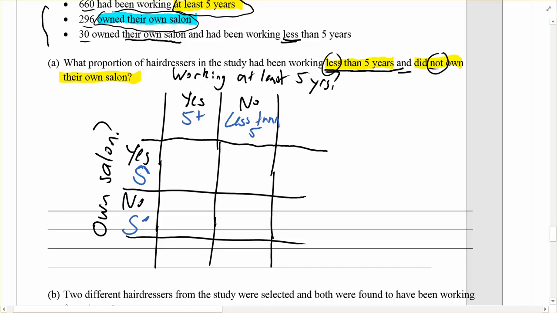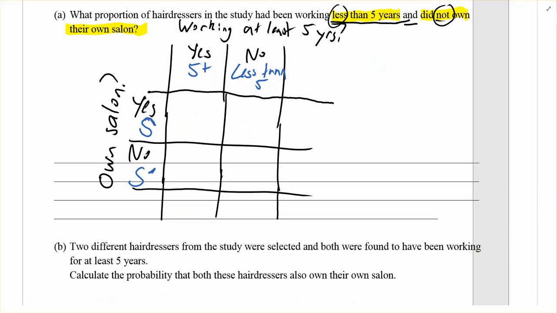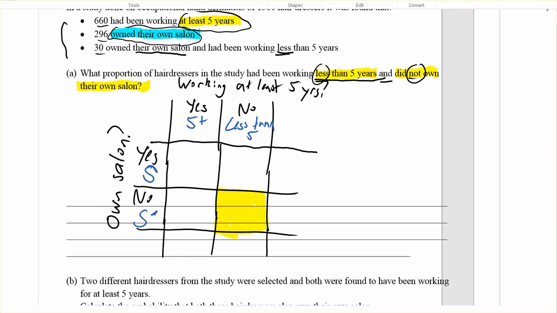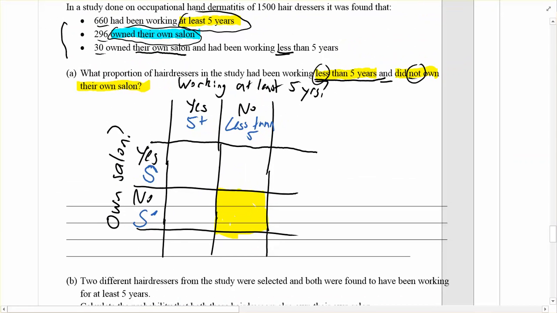Okay, sweet. Now the problem is, what proportion have been working less than 5 years and did not own their own salon? So that means, had you been working at least 5 years? No, less than 5, and did not own their own salon. So that's going to be this one here, isn't it? We highlight that first because so many people misread this and got the wrong one. So now the easy part is filling this in because they've given us the numbers, so it's very straightforward. So 660 have been working at least 5 years, so 5 plus that's 660.